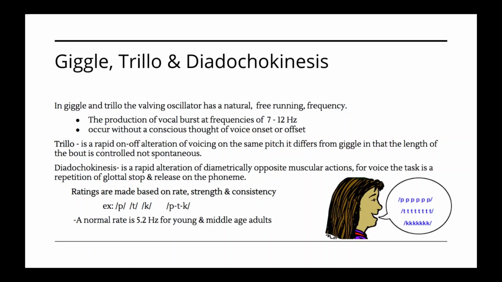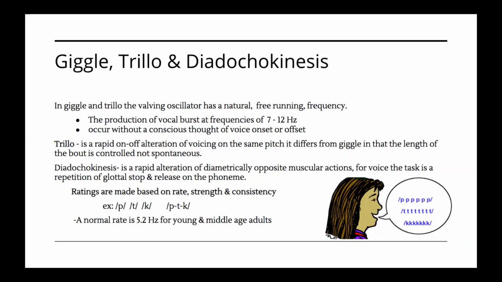Diadochokinesis is a rapid alternation of diametrically opposite muscular actions. For voice, the task is a repetition of glottal stop and release on the phoneme. Ratings are made based on rate, strength, and consistency.